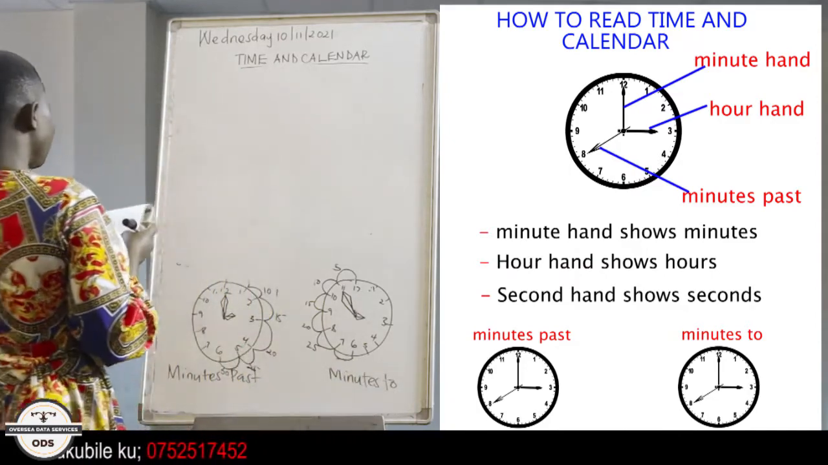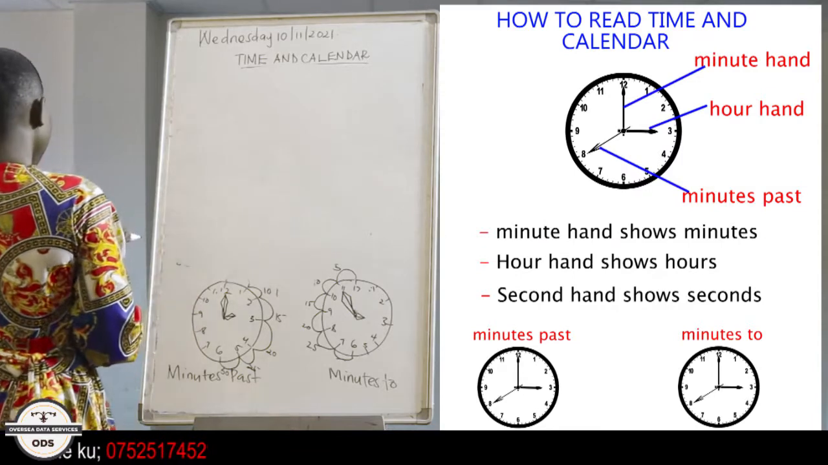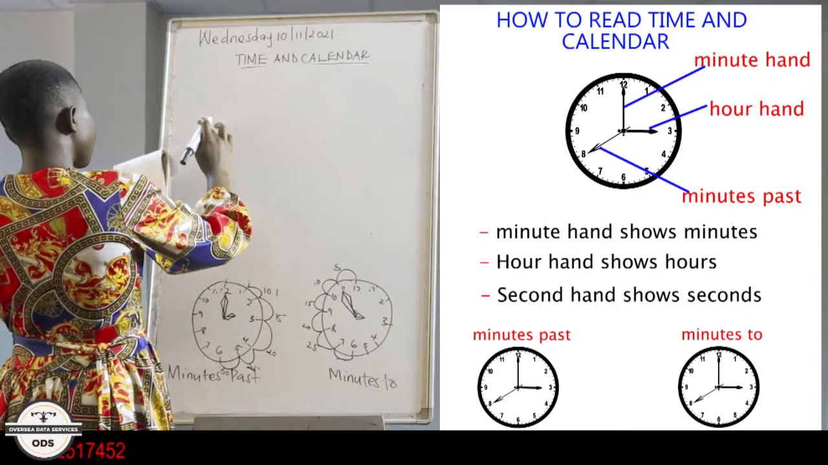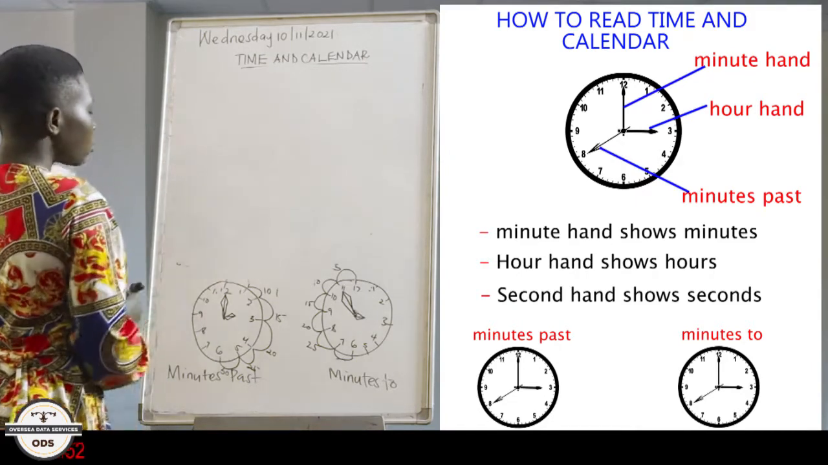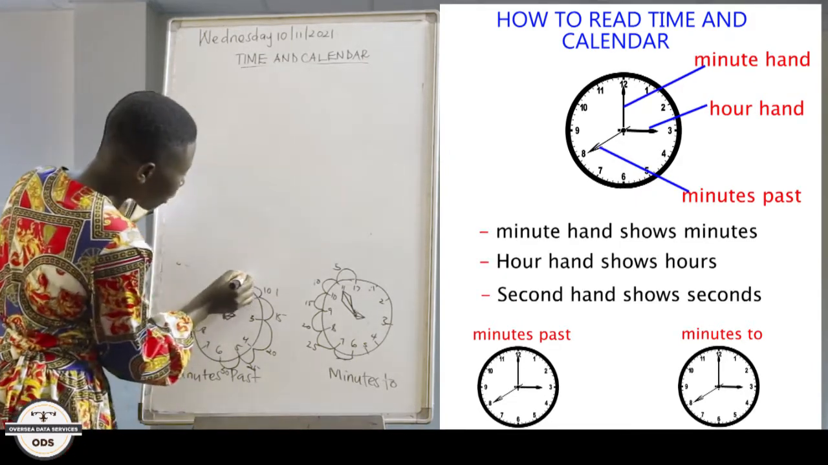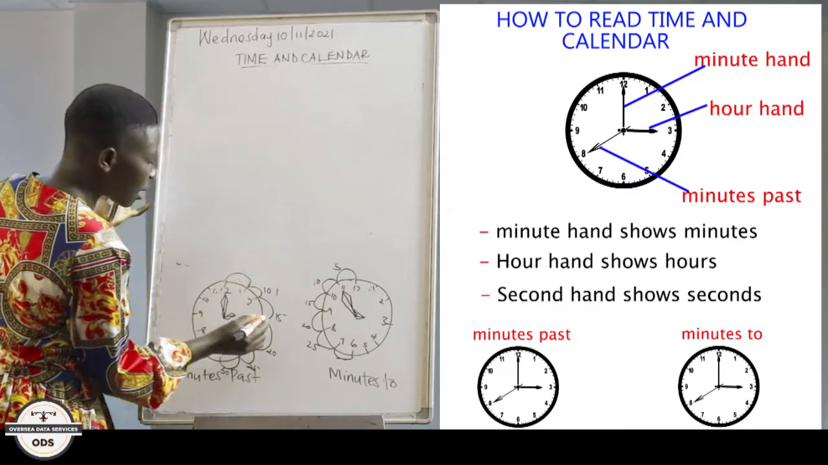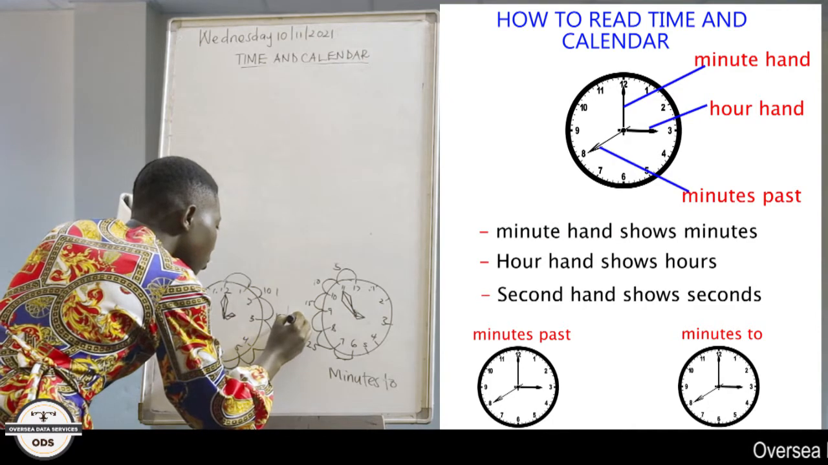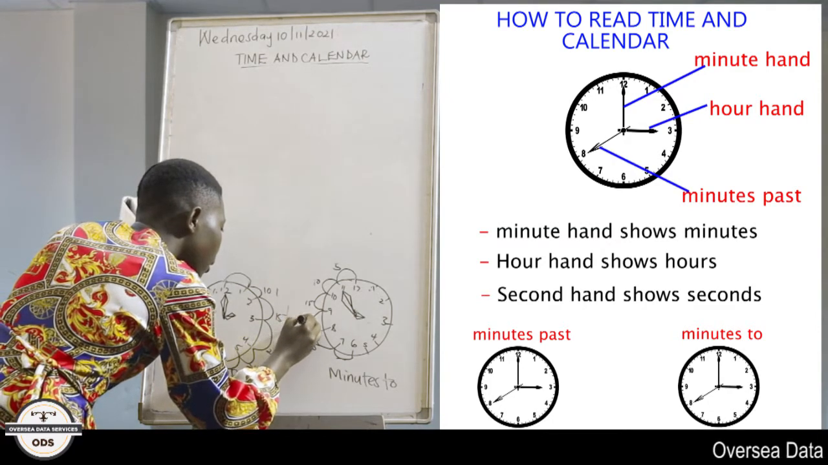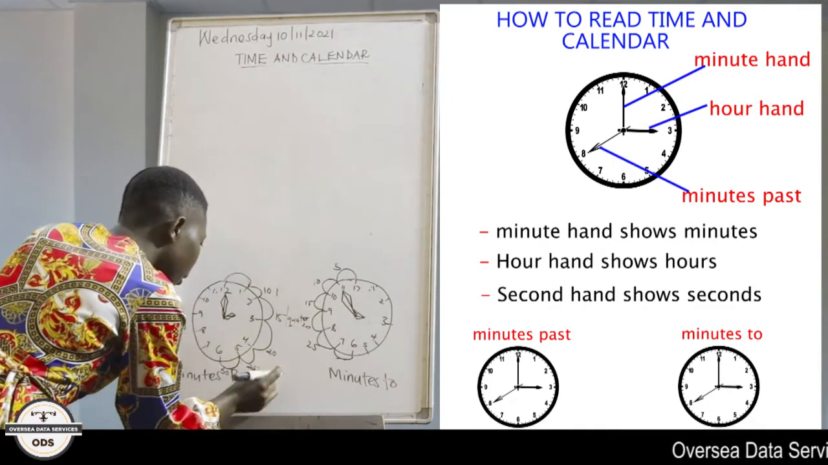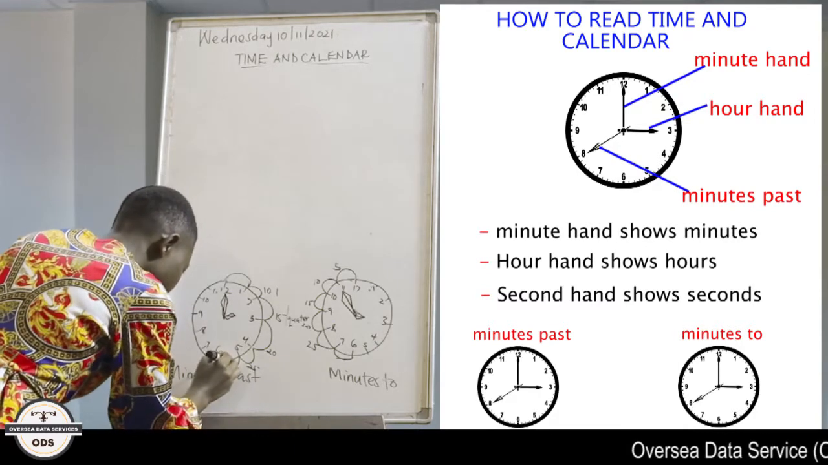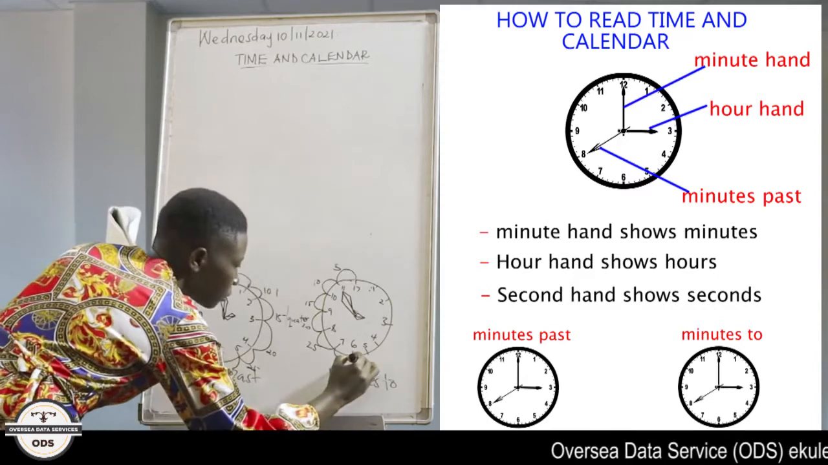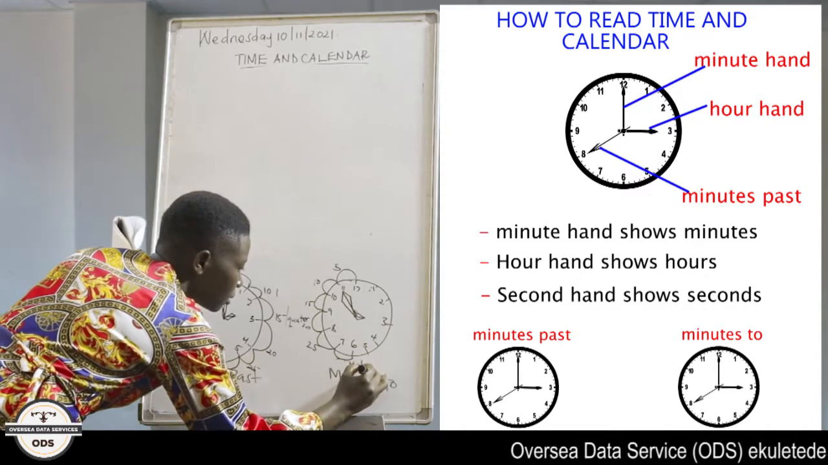Okay, let us first have this example here, when we are reading minutes past and minutes to. But before, when you don't want to read as 15, this one is a quarter. We use this one, a quarter. Then exactly here we call it a half. A half past.